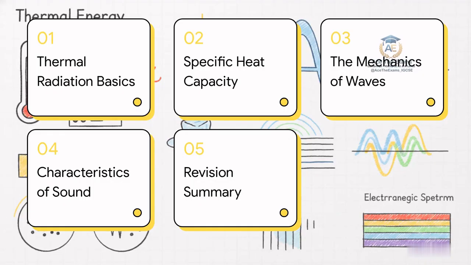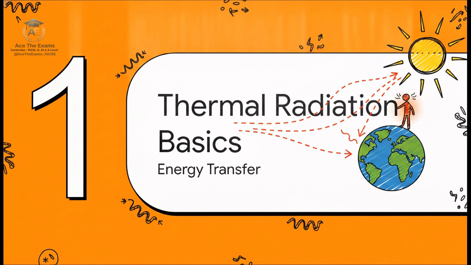All right, here is our syllabus roadmap, our diagnostic checklist for today. First, we'll cover thermal radiation basics. Then, we move into specific heat capacity. Third, we'll break down the mechanics of waves. Fourth, the characteristics of sound. And we'll wrap it all up with a comprehensive revision summary. Let's not waste any time. Let's dive right into Section 1, Thermal Radiation Basics.